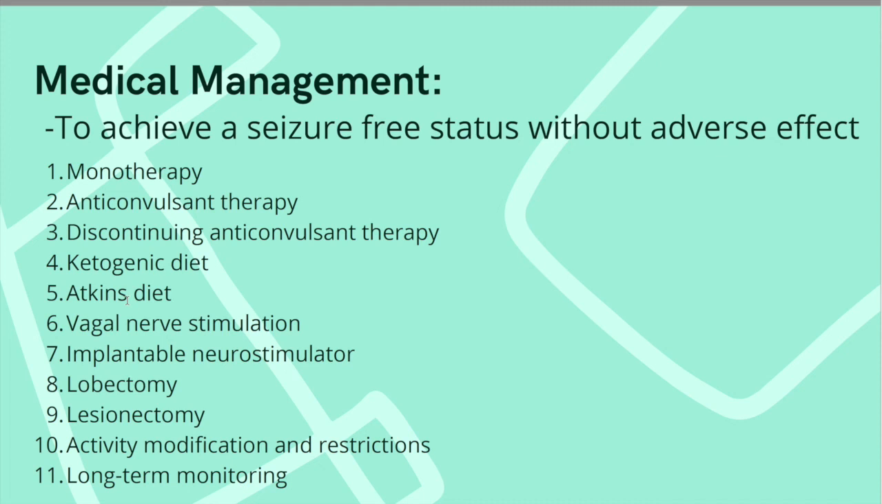Next is vagal nerve stimulation. VNS is a palliative technique that involves surgical implantation of a stimulating device. It is FDA approved to treat medically refractory focal onset epilepsy in patients older than 12 years old. Some studies demonstrate its efficacy in focal onset seizures and a small number of patients with primary generalized epilepsy.